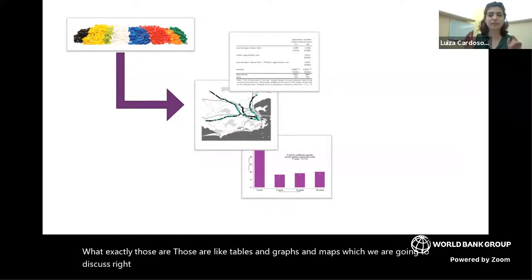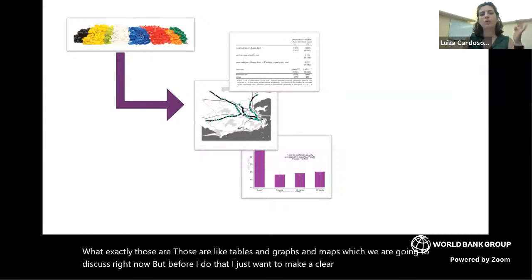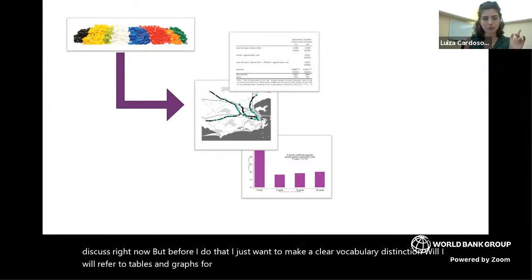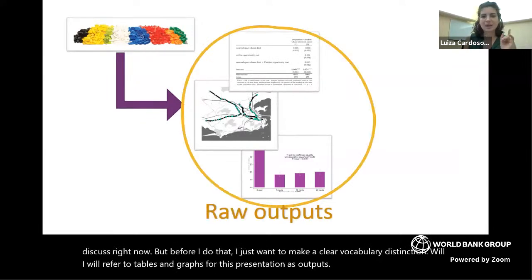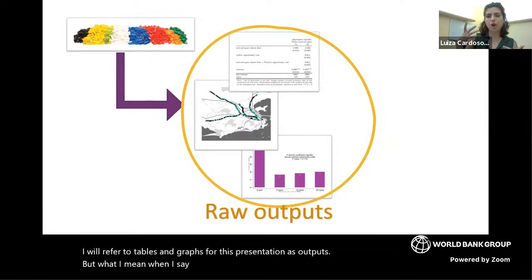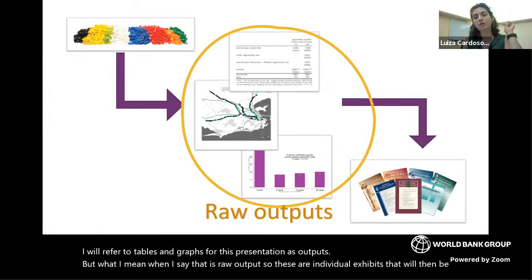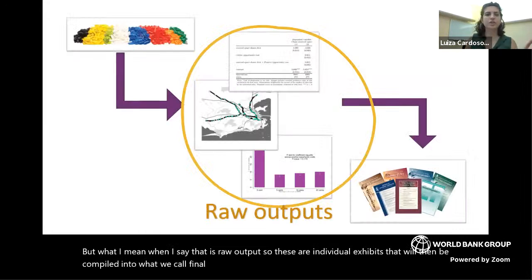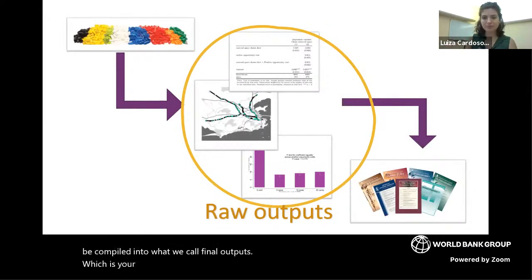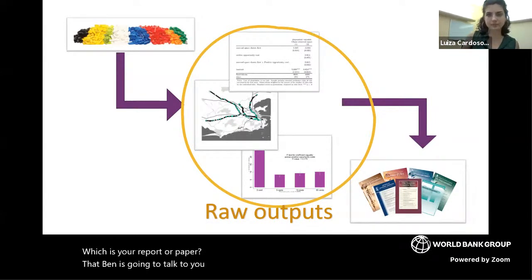But before I do that, I just want to make a clear vocabulary distinction. I will refer to tables and graphs for this presentation as outputs. But what I mean when I say that is raw outputs. These are individual exhibits that will then be compiled into what we call final outputs, which is your report or paper that Ben is going to talk to you about next week.